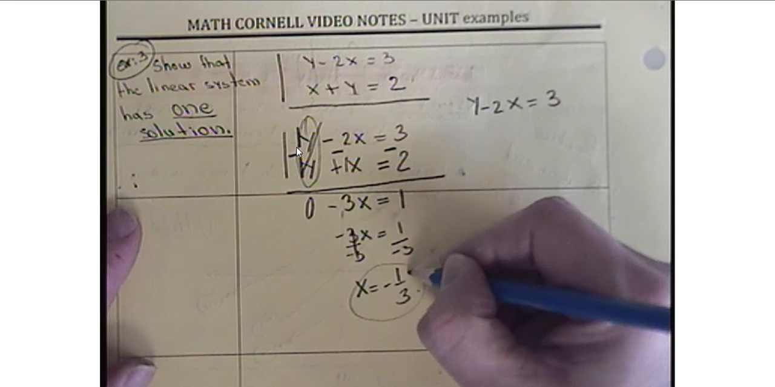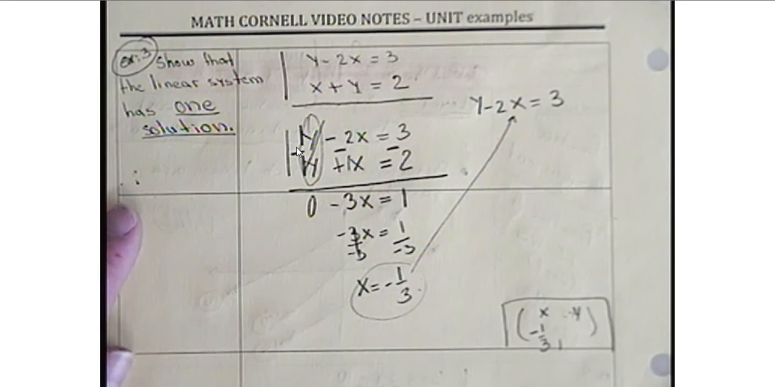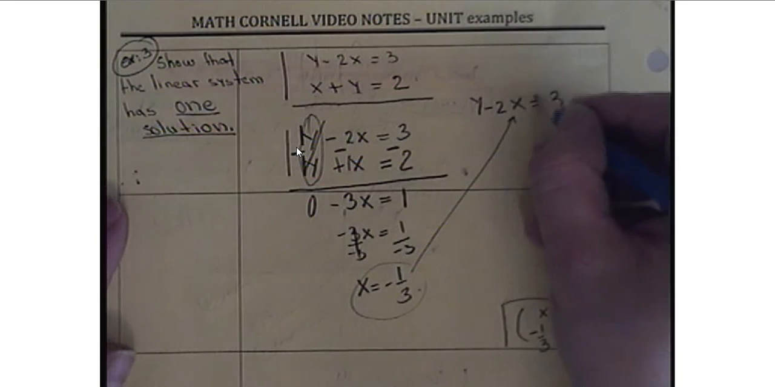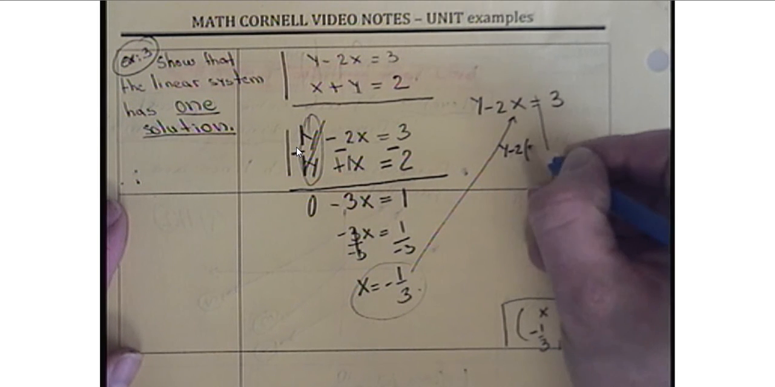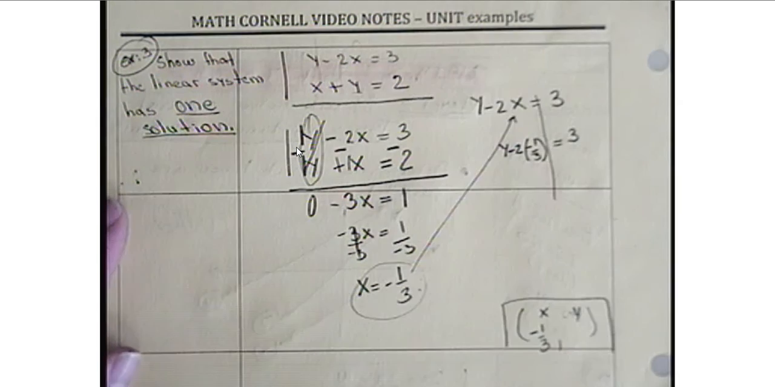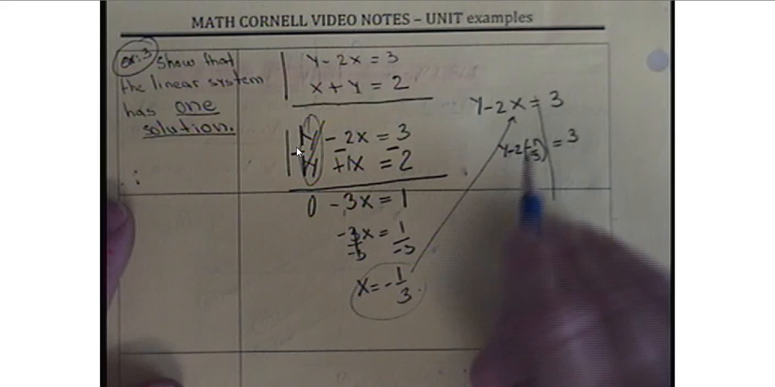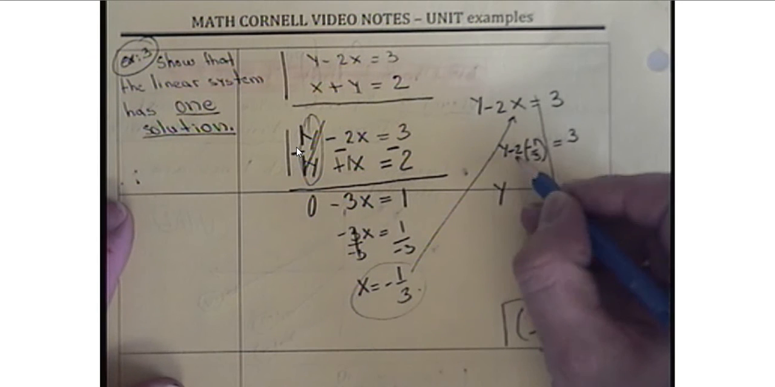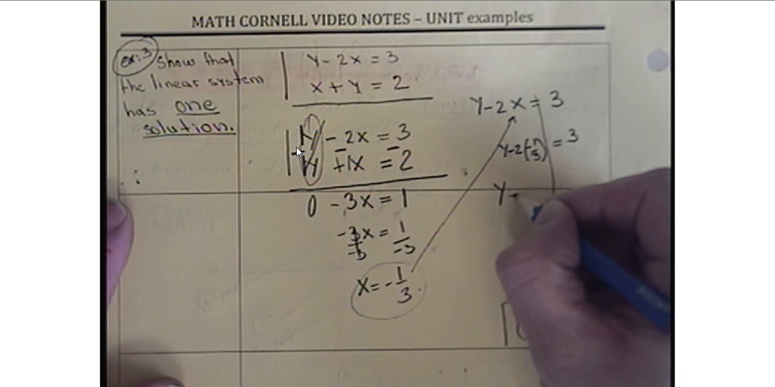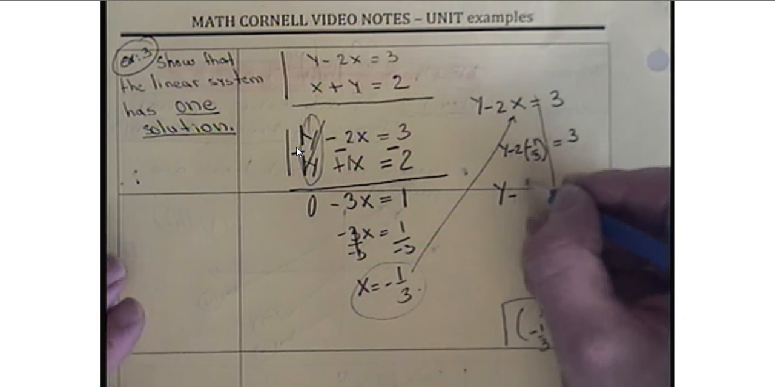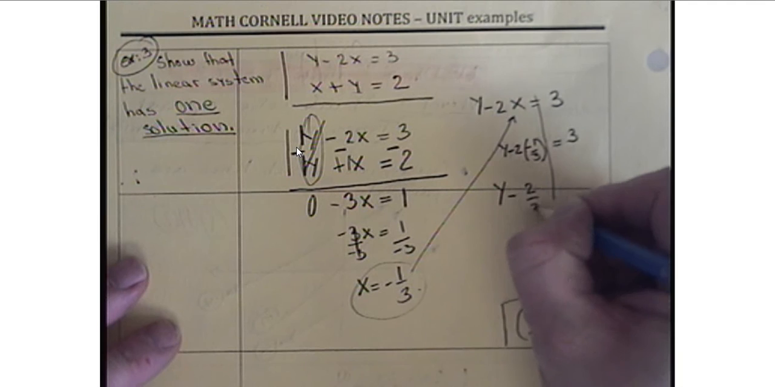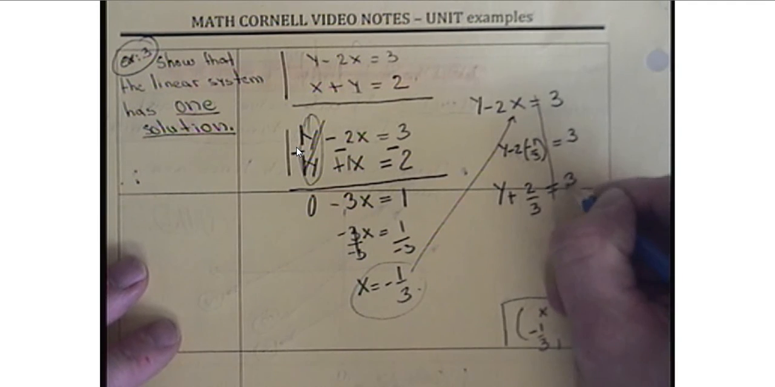And we're going to substitute x with negative 1/3. So I continue writing this, y minus 2 times, instead of x, negative 1/3 is equal to 3. So we will multiply those two numbers. It will be y, negative 2 times negative 1/3, we will get positive 2 over 3. Negative times negative is positive. 2 over 3 equals 3.